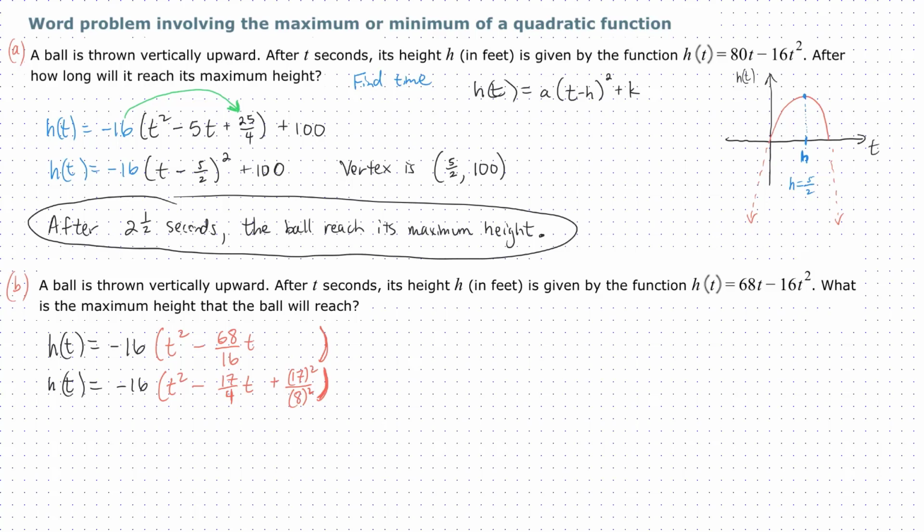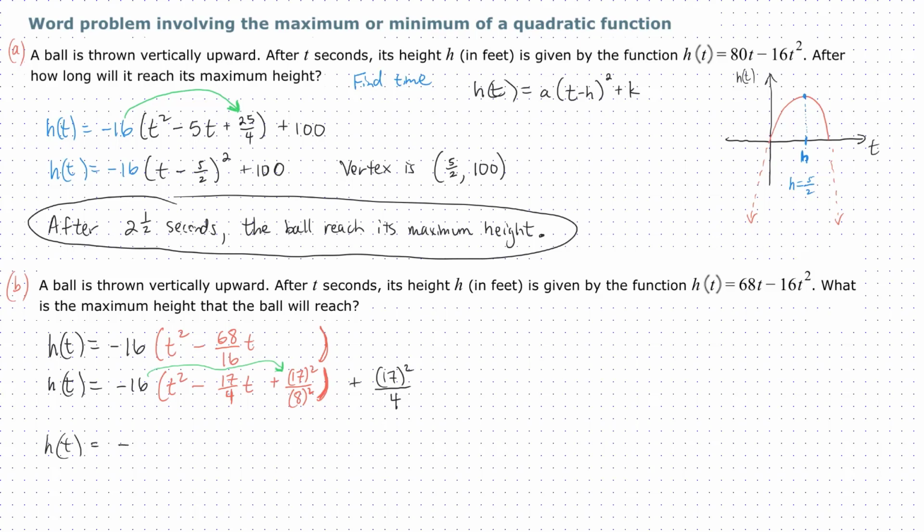We need to balance the right-hand side by adding. Right now, we subtracted a lot, so we need to add back a certain amount to keep this balance. I'm going to add back how much? Add back 17 squared over 16 over 64, that's 1/4, so that denominator is now 4. Awesome. Now it's balanced. Let's rewrite h of t.